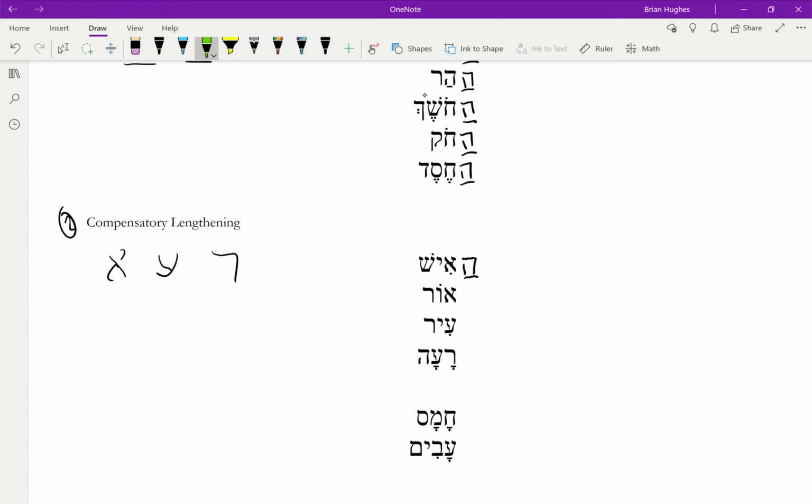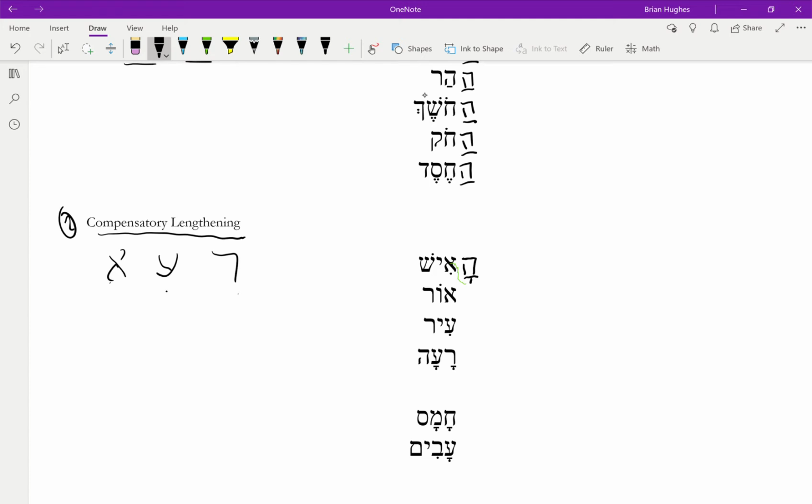And it falls down here and it lengthens this vowel. And so that's why it's called compensatory lengthening: to compensate for the fact that the aleph, the ayin, and the resh are not doubled, this vowel gets longer. And so we have ha'ish.